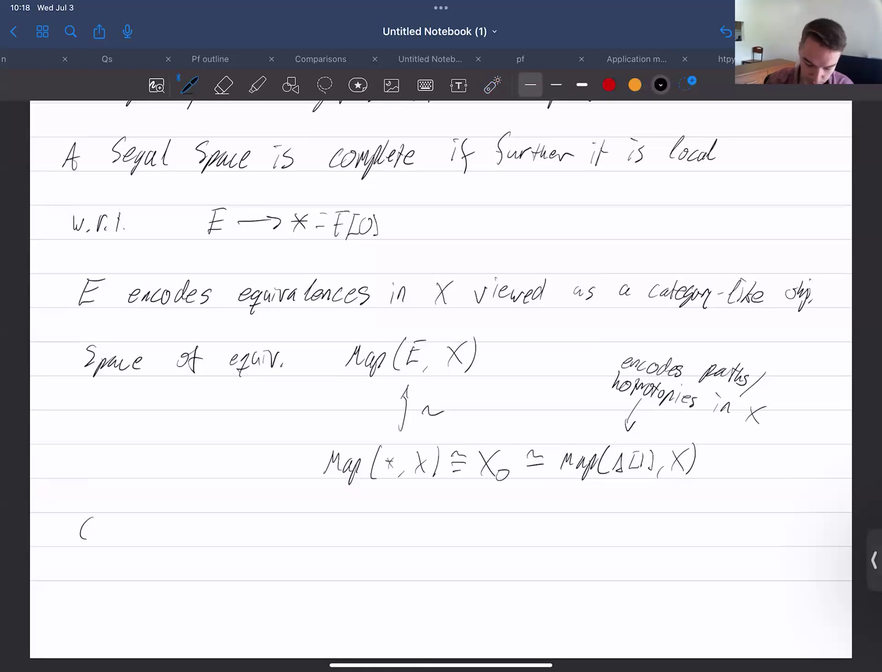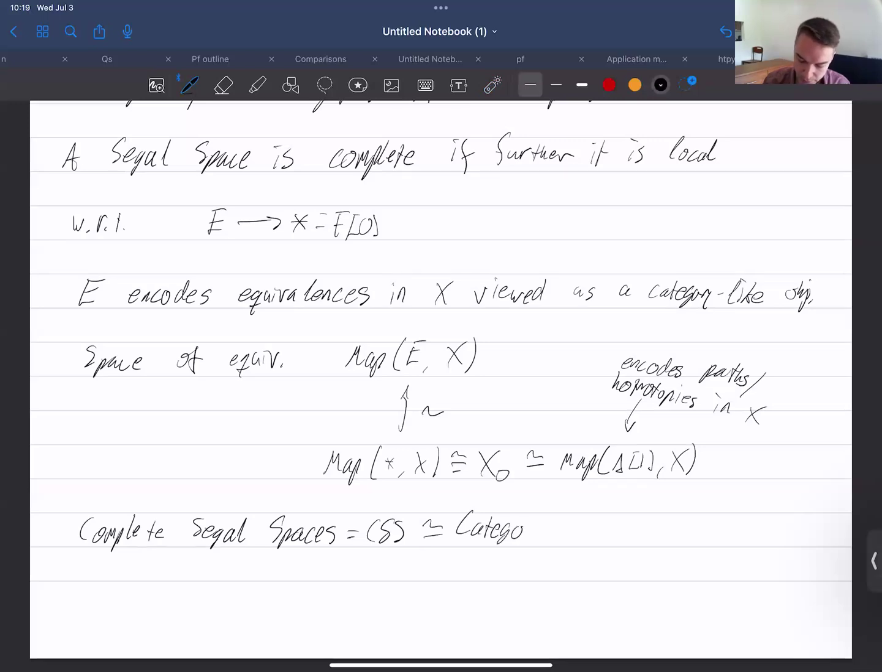And then complete Segal spaces, or we also call it CSS for short, abbreviated, this is at least up to homotopy theory equivalent to categories enriched in spaces, which is the definition usually of infinity categories.